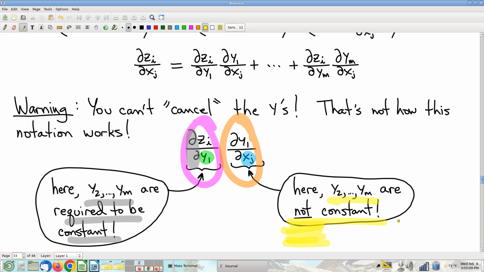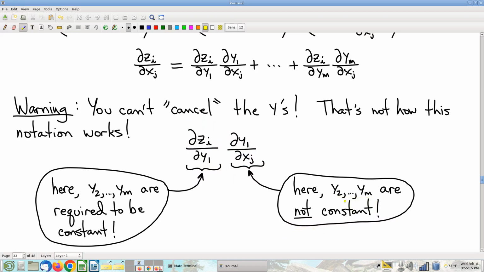Yes? So if instead of del, these were d's, does that change things? Then I wouldn't be clear on what these things mean. If I were to say dzi, dy1, that would mean single variable derivative, and zi is not a single variable function, right? So that's also not a thing, but for a different reason. I don't know, is that satisfying?